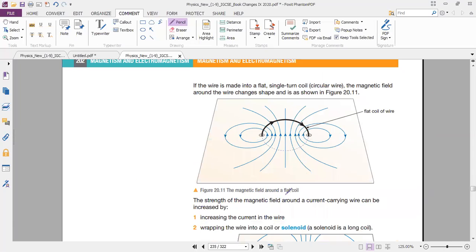This is for a flat coil. Look at the flat coil. Look at the direction of current. This is the direction of current, the black arrow. And look at the magnetic field around it. So this is a very important diagram for the IGCSE O-level examination.